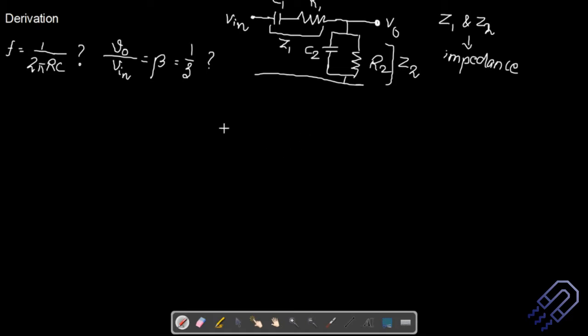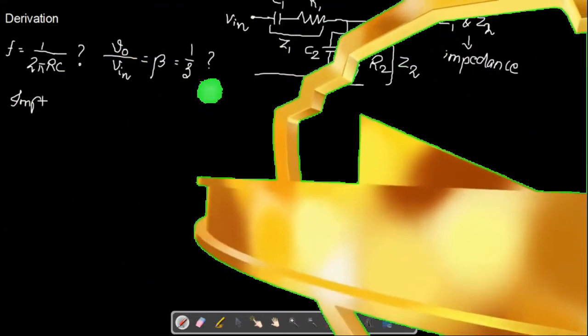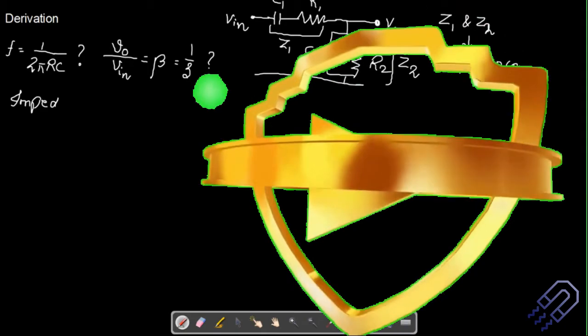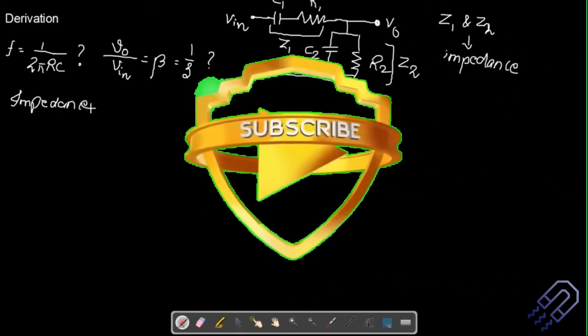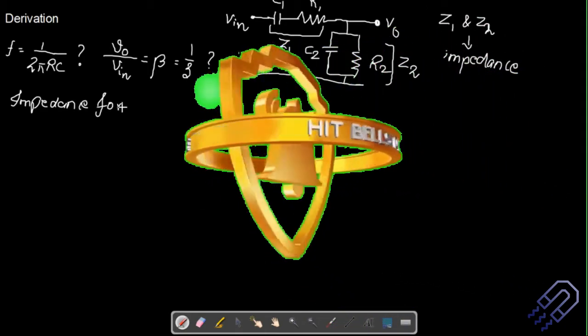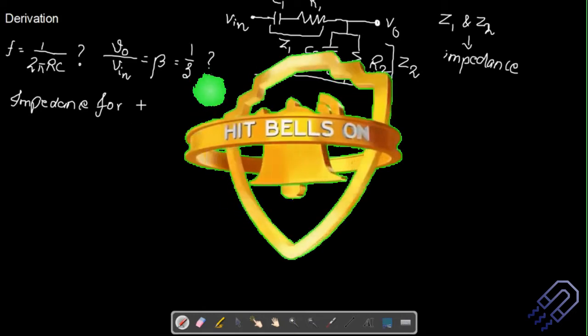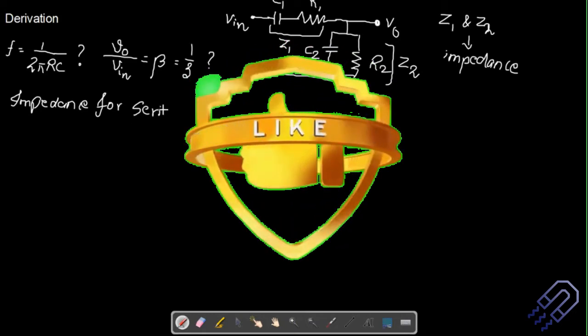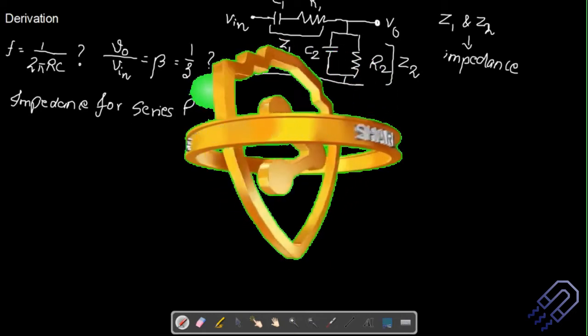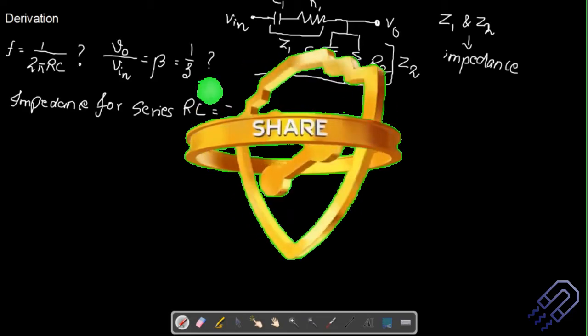Keeping this in mind, we can start our calculation. In general, if we start with the derivation, we are going to derive it from this. The impedance for series RC, we have the series RC, and for series RC it's Z.